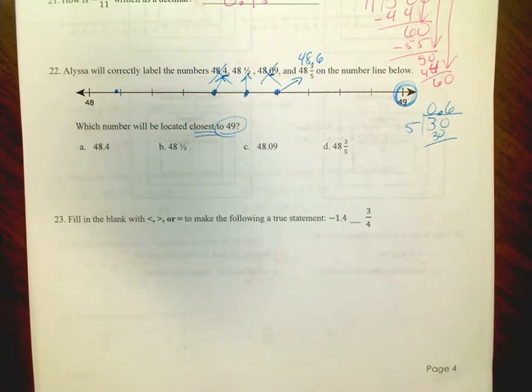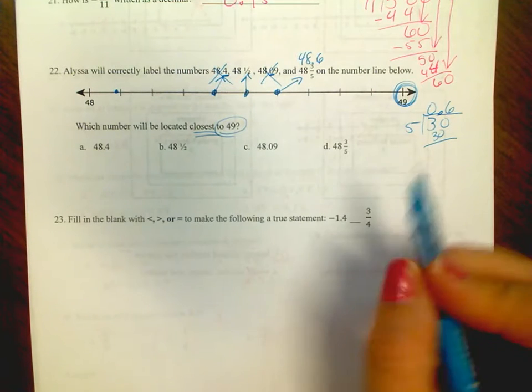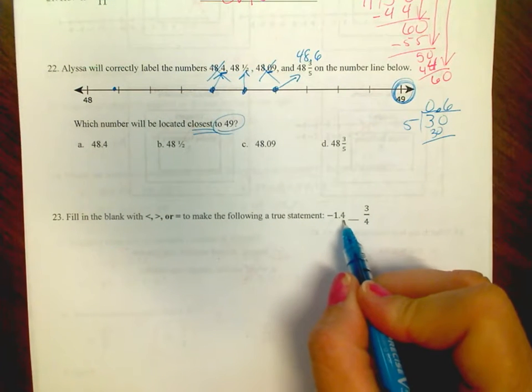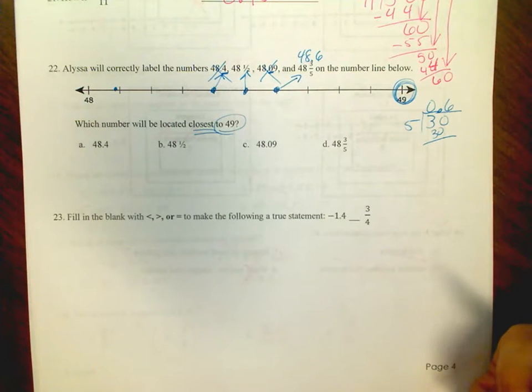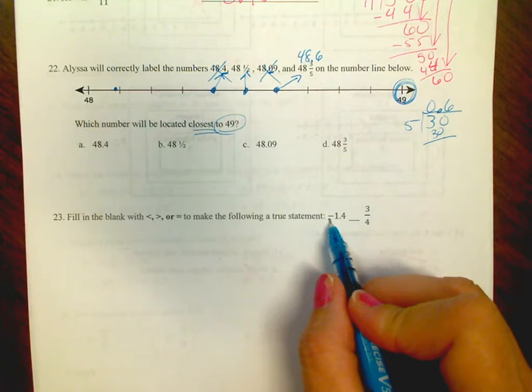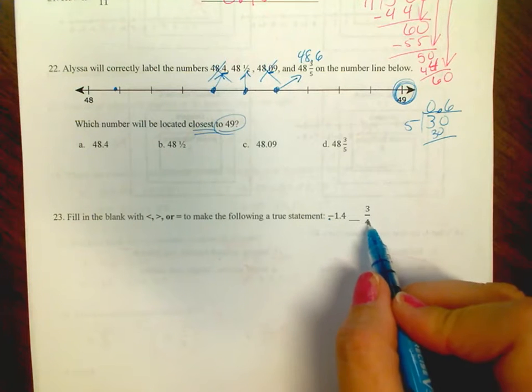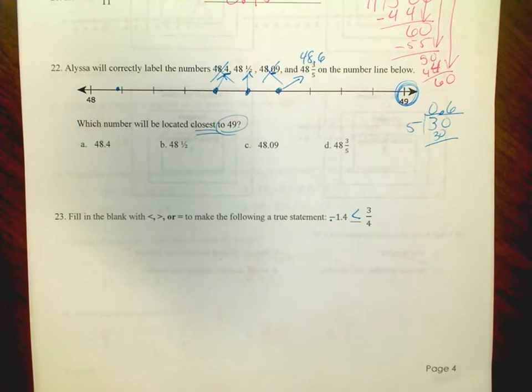Okay, number 23, fill in the blank with less than, greater than, or equal to make the statement true. You have a negative 1.4, and you have 3/4. Just the fact that this is a negative and this one's a positive makes it larger.